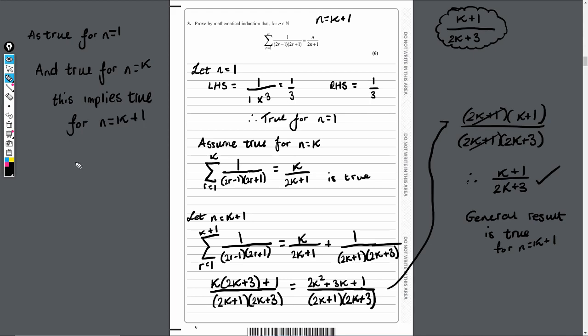So therefore it's true for all n that belong to the naturals. I'm not really good at doing this symbol, but there we go. So it's true for all n that belong to the naturals. So there we go. That's question 3 fully complete.